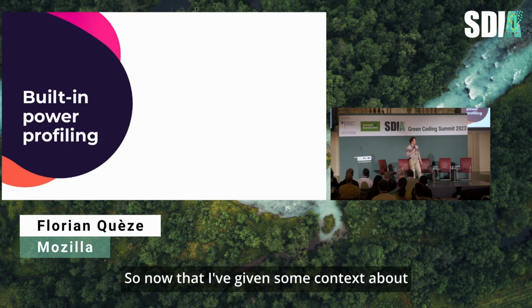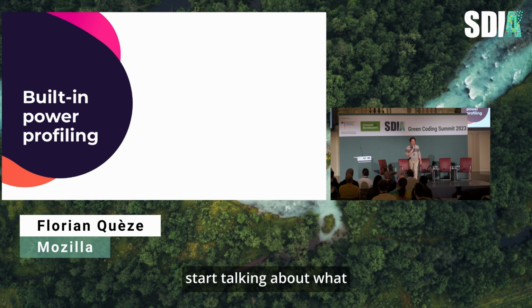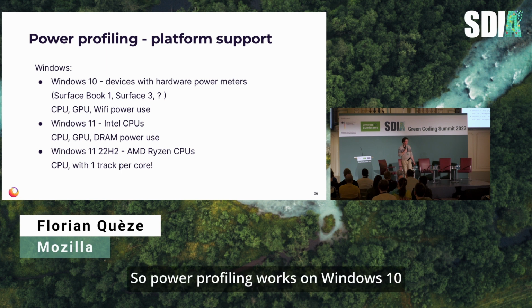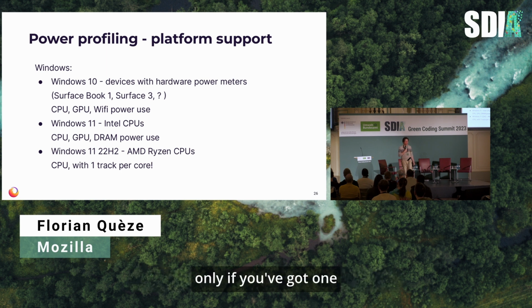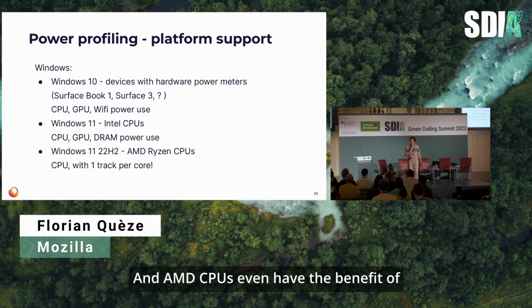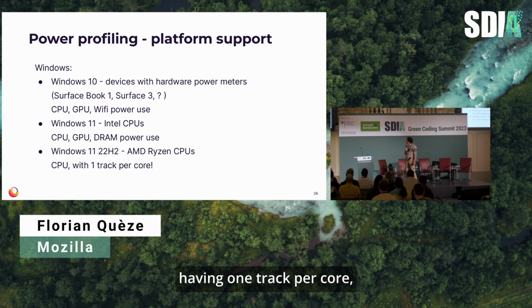So now that I've given some context about the profiler, I can start talking about what the built-in power profiling features support. So, supported operating systems. I mentioned Windows already quite a bit in terms of APIs. Power profiling works on Windows 10 only if you've got one of those specific devices with built-in power meter chips. But as I said, on Windows 11, they included drivers for the CPUs that expose them as power meters. So it works on Intel and AMD CPUs. And AMD CPUs even have the benefit of having one track per core, which helps to understand what was going on.